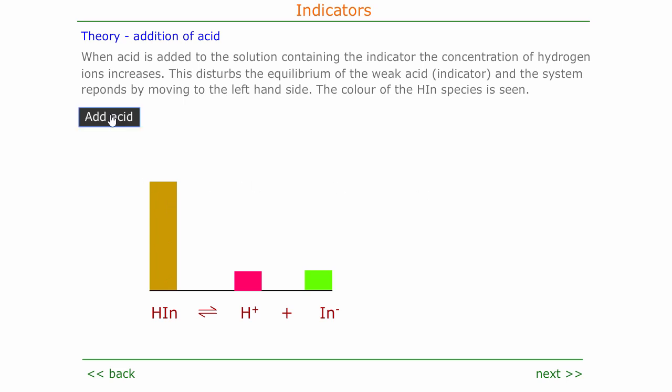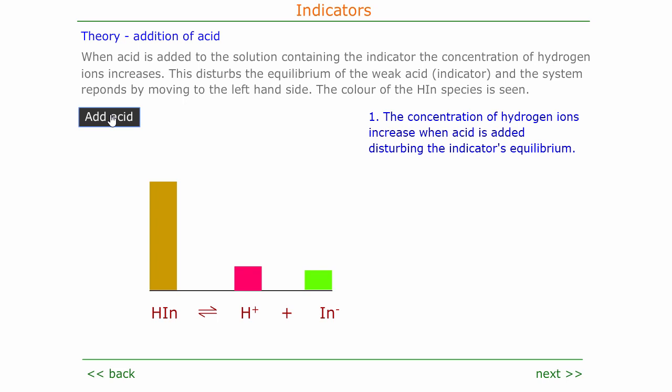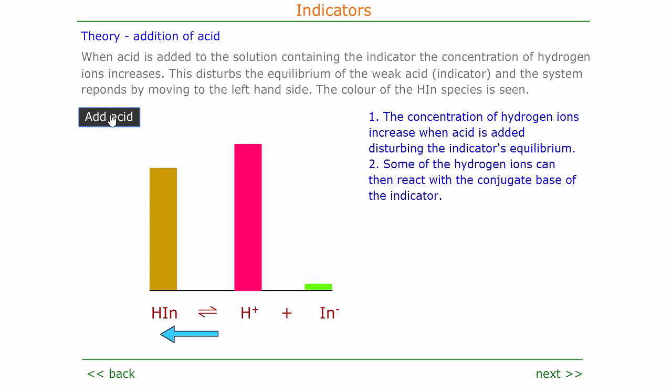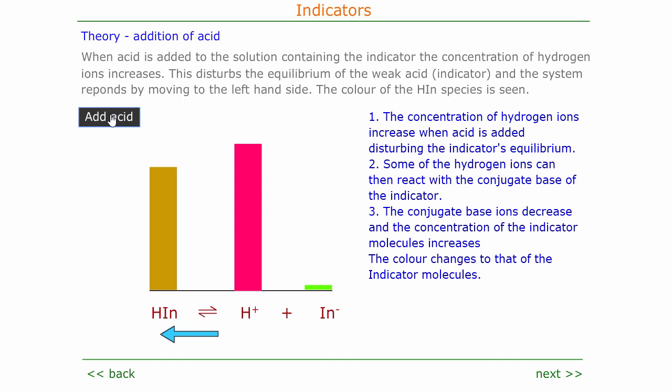If we add acid though, we add H plus ions. Now initially the right hand side increases and this disturbs the equilibrium. So the equilibrium then pushes to the left hand side and it ensures that what we actually see is the HIn. So initially we're adding the hydrogen ions from an external source, so the number of hydrogen ions is increasing, and now the equilibrium shifts to the left hand side to give us a larger amount of HIn and to restore the equilibrium condition. Notice the conjugate base ions have decreased in this case.